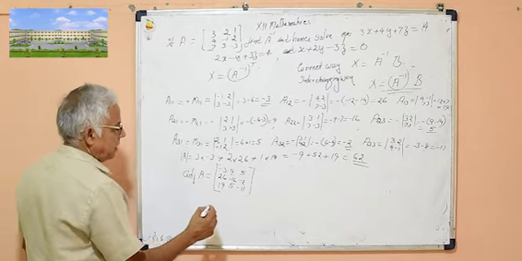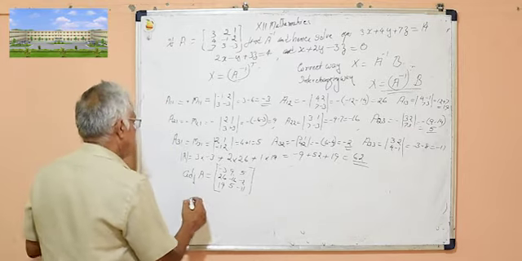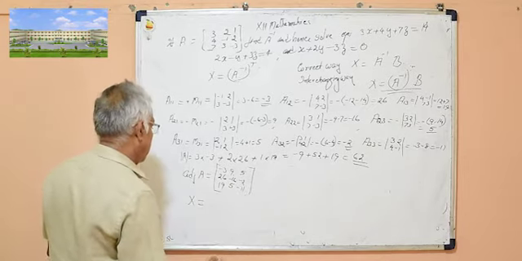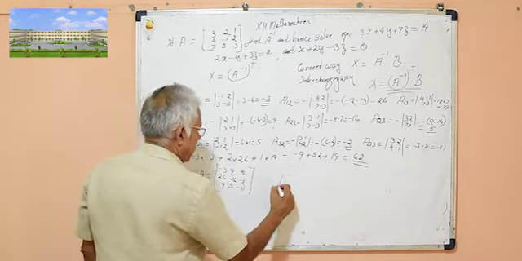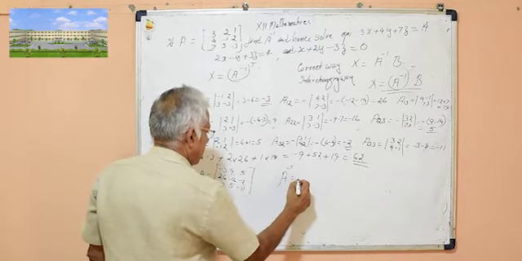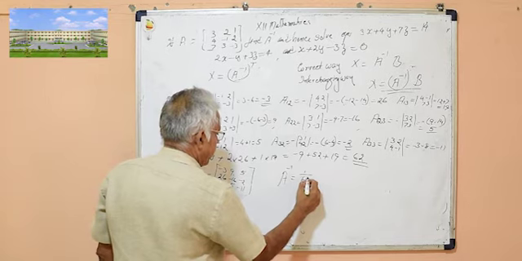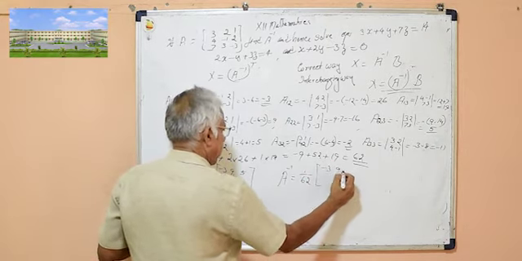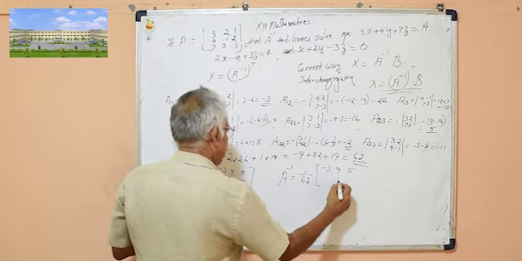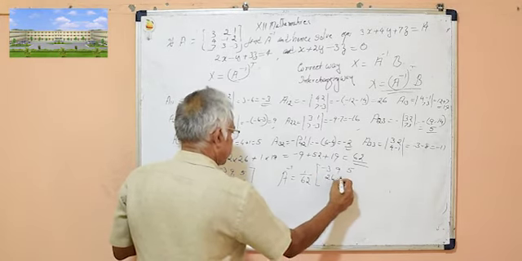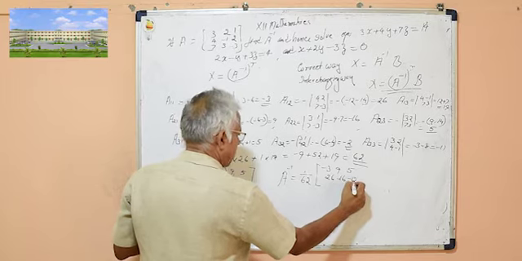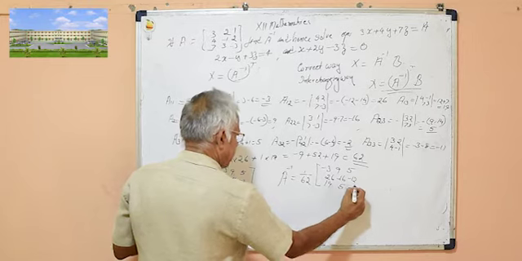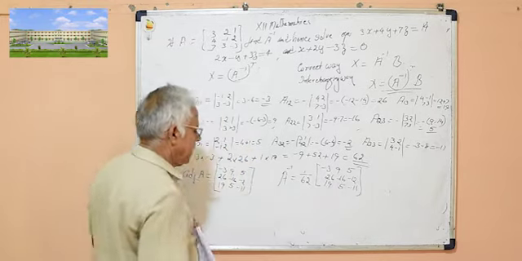X A inverse. X is equal to A inverse, which is equal to 1 by 62 into the cofactor matrix: minus 3, 9, 5; 26, minus 16, minus 12; 19, 5, minus 11. This is the A inverse.